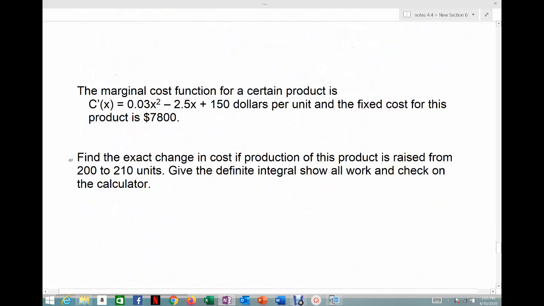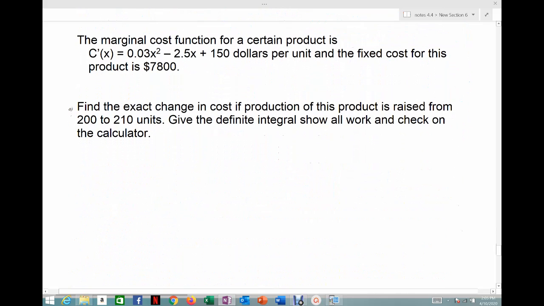All right, the last example. Like I said, this was a big set of notes. Fundamental theorem of calculus is a big concept. So this is the last example. So we're looking at a marginal cost function, so the derivative of cost in dollars per unit. We also are given the fixed cost is 7,800. So that probably will come into play later on. Fixed cost means that would be the constant. If I don't make any, it's still going to cost me 7,800.